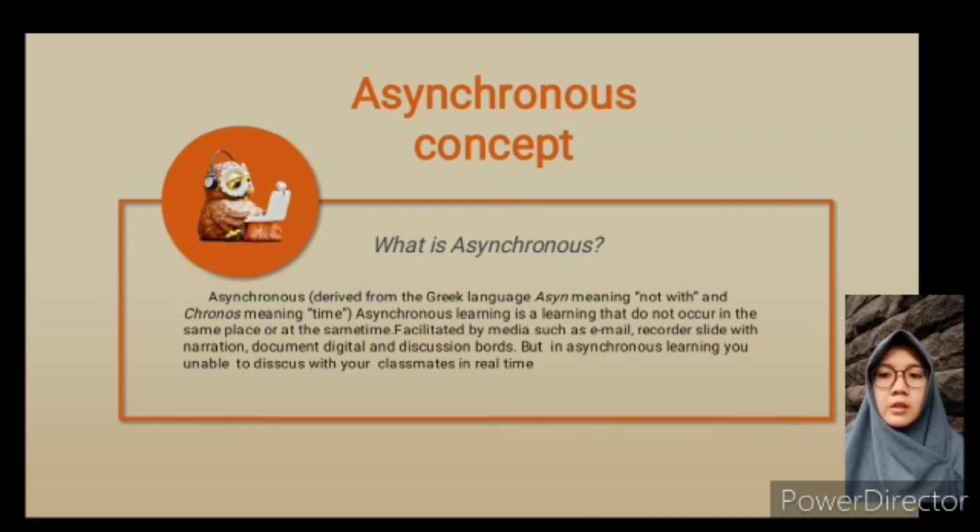It is commonly facilitated by media such as email, recorded slides with narration, and digital documents and discussion boards. It supports work relations among students and teachers even when participation cannot be online at the same time. Thus, it is a key component of flexible e-learning. But in asynchronous learning, you are unable to discuss with your classmates in real time.